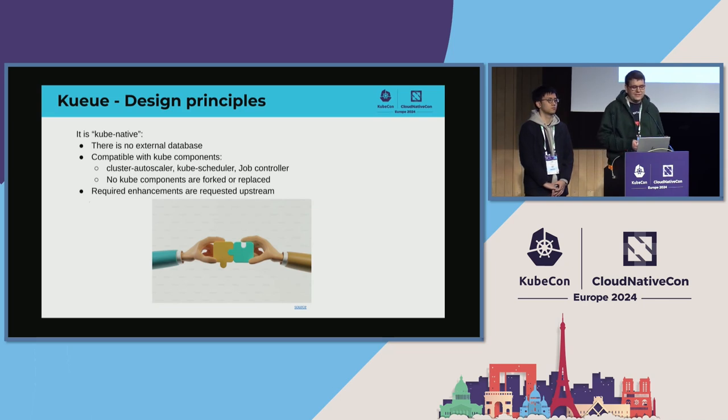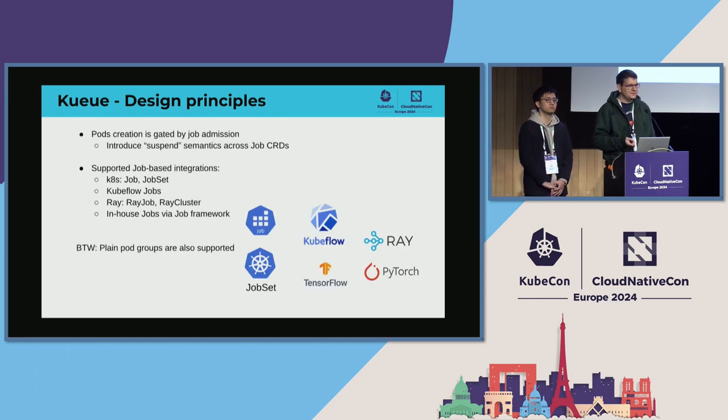And of course, sometimes we encounter gaps in the core components, but then we have a policy for pushing the required enhancements upstream. So one success story for pushing the required enhancements upstream is the suspend semantic. This is what we needed for Q to delay pod creation. And it was added to the batch job, the core Kubernetes API, and soon later adopted by other job CRDs, letting us integrate Q with the CRDs.